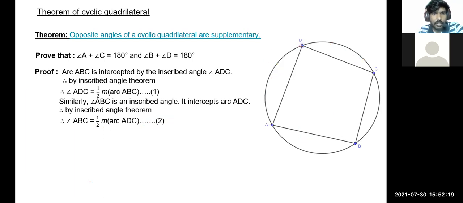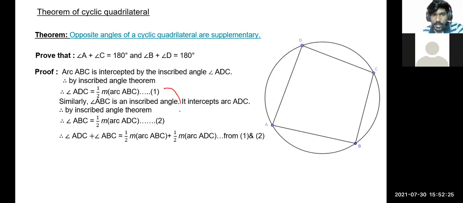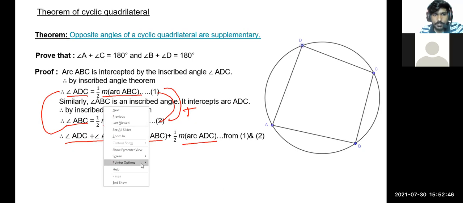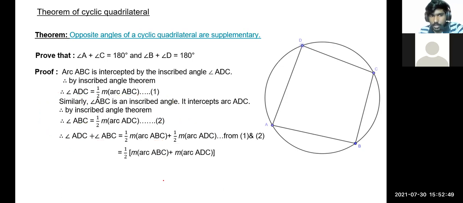Okay. So now what you'll do is you add equation 1 and 2. When you're adding, add right hand side with right hand side and left hand side with left hand side. So angle ADC plus angle ABC is equal to half the measure of arc ABC plus half the measure of arc ADC. Okay. Now you take half common outside. So inside you'll be left with arc ABC plus arc ADC. Okay, half is taken common out.